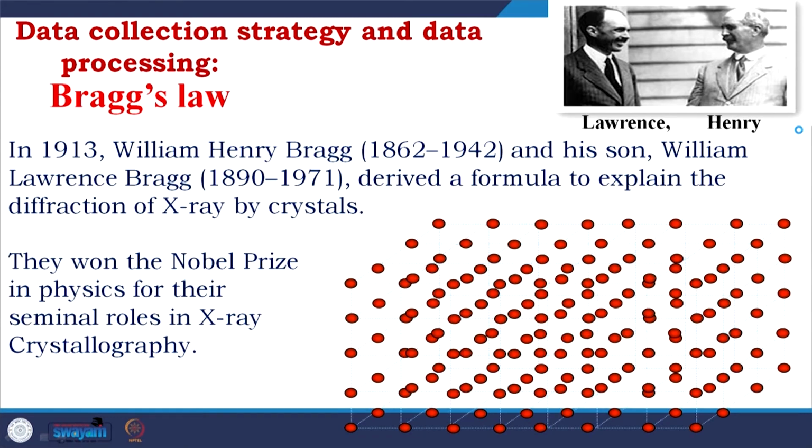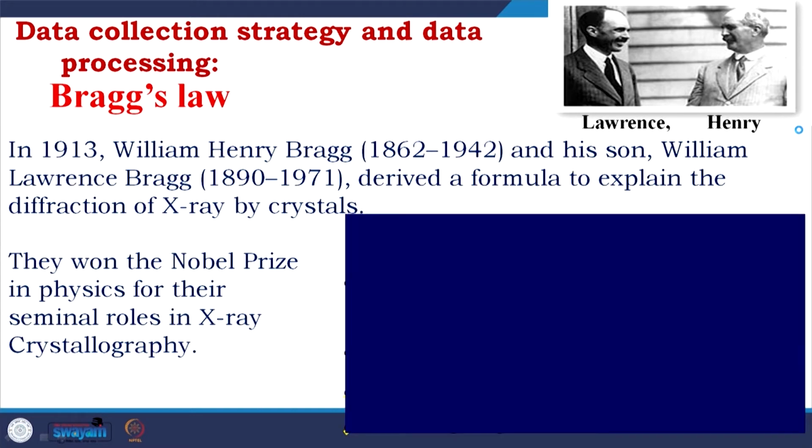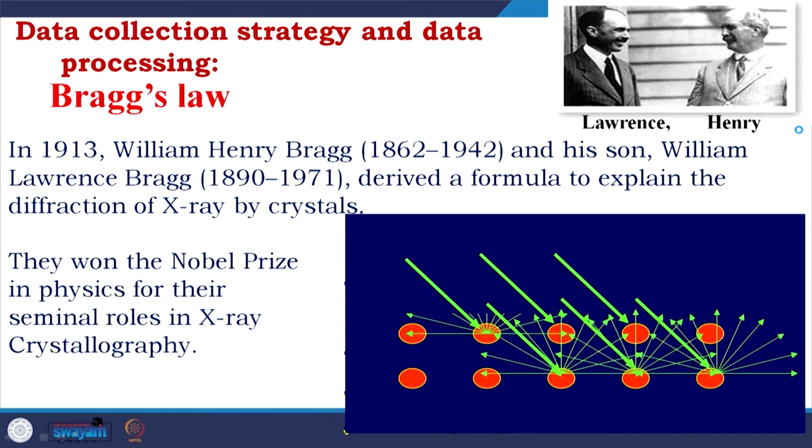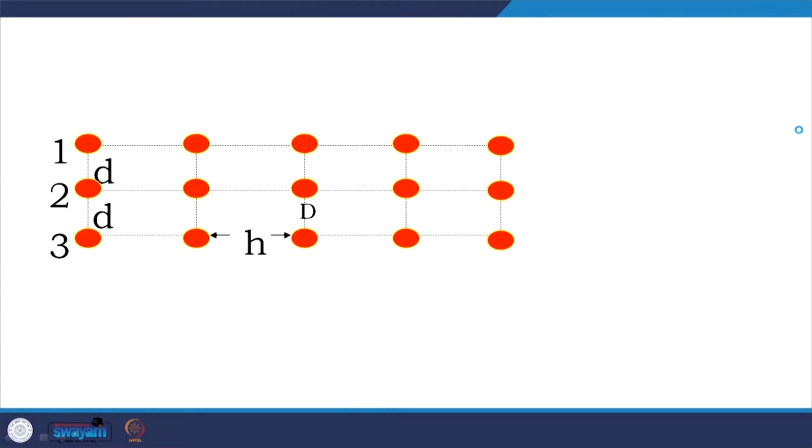So, let us take a look at what they had actually done. This is an animated representation of a crystal. You see the molecules in the crystal lattice. Now, if incident light would come, what will happen? The light comes and the rays will be reflected in different directions.